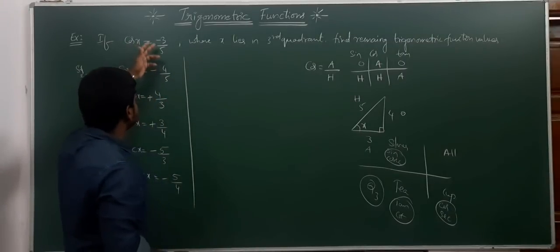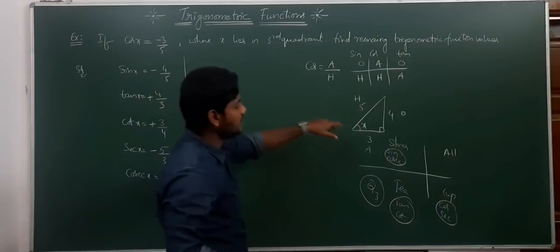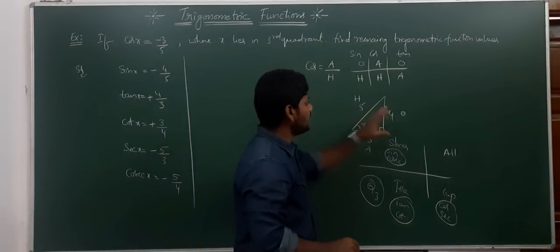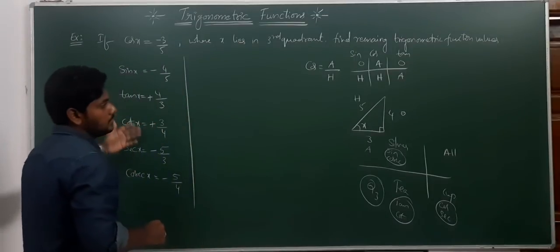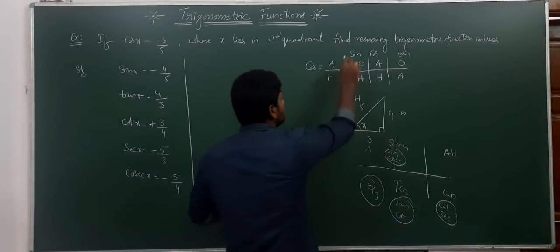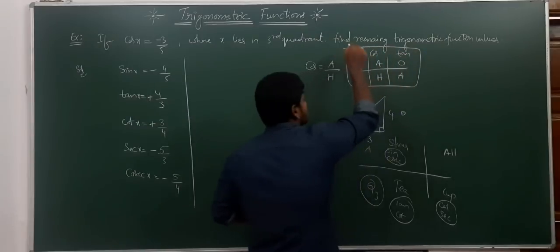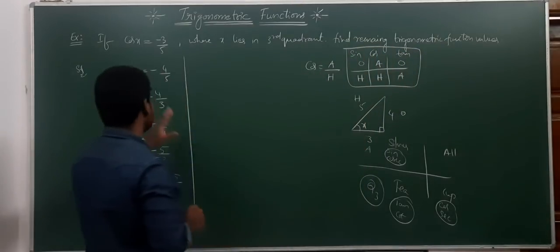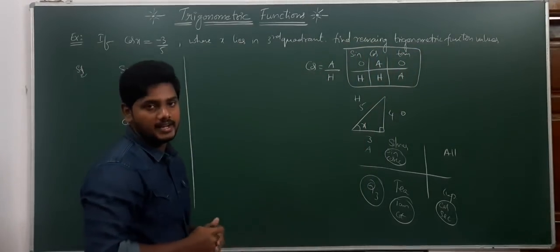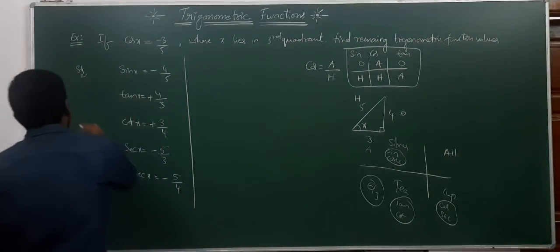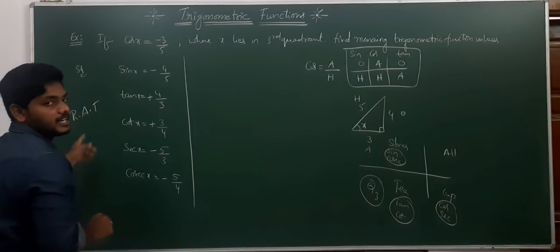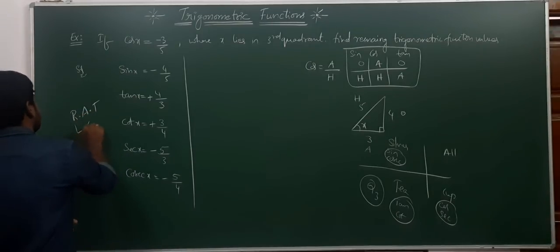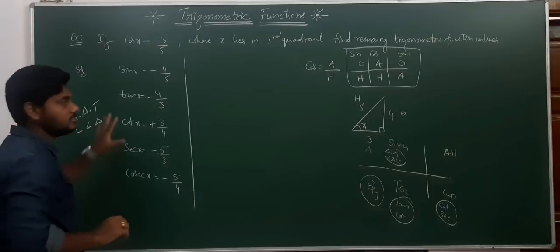So if we convert this 3 by 5 into a right angle triangle, you need to find the remaining third side. Then you can find the remaining all 5 trigonometric function values by using OAO HHA. Right? Now this is one method, by using a right angle triangle, nothing but RAT.